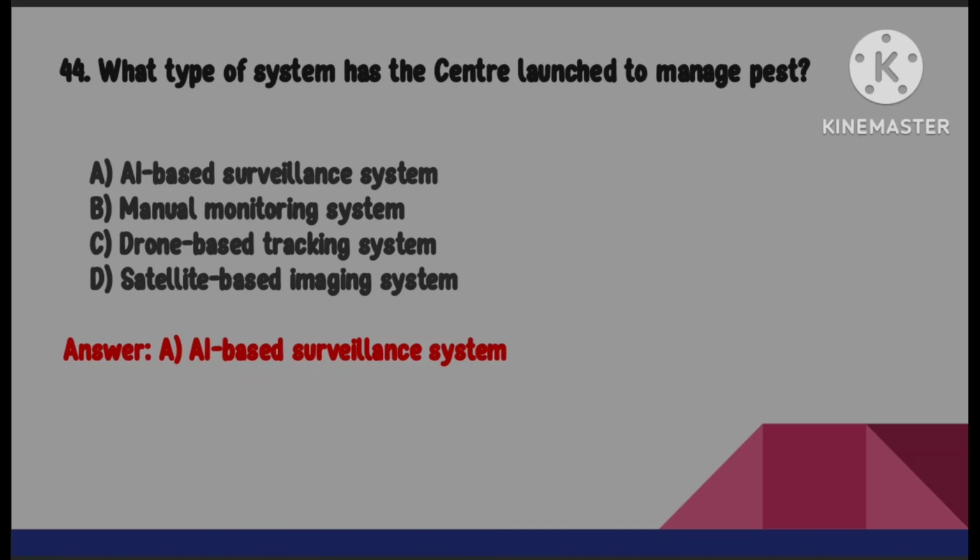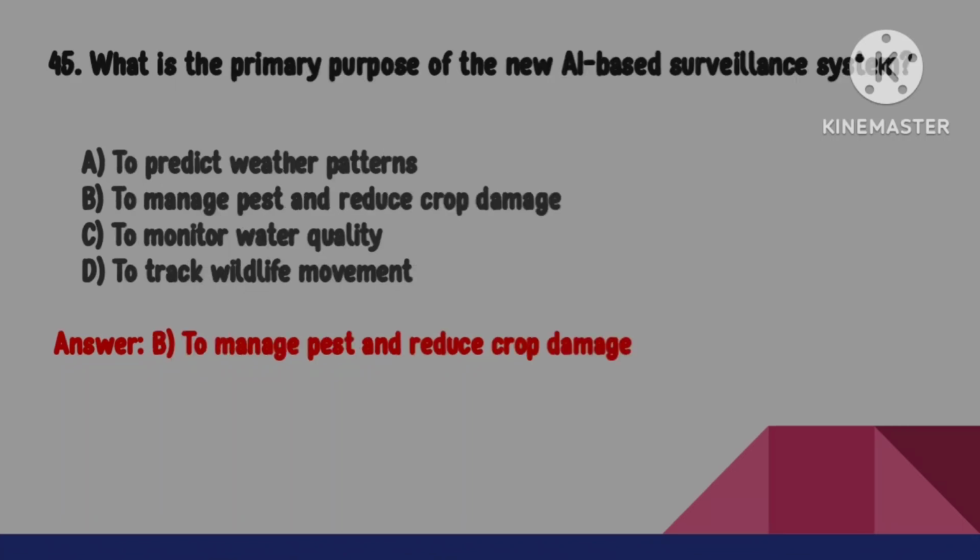Option A, AI-based surveillance system. Option B, manual monitoring system. Option C, drone-based tracking system. Option D, satellite-based imaging system. And the right answer is option A, AI-based surveillance system. Let's get into the next question.